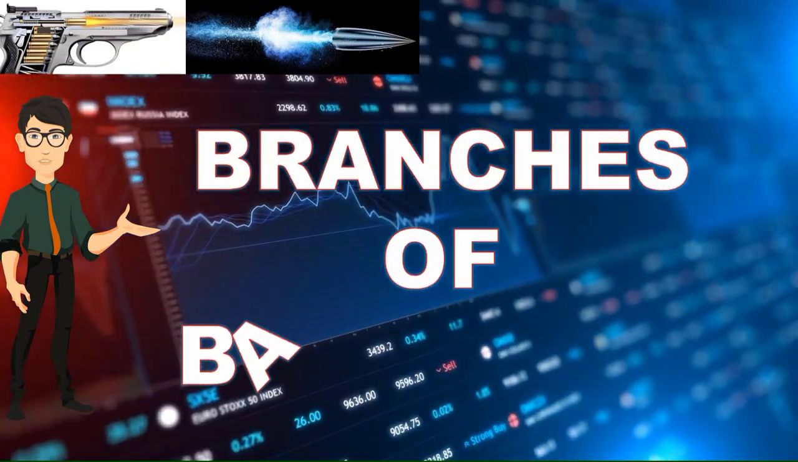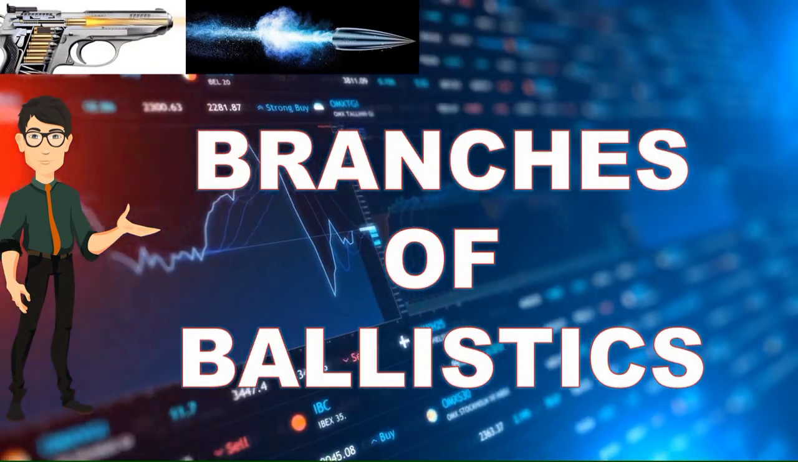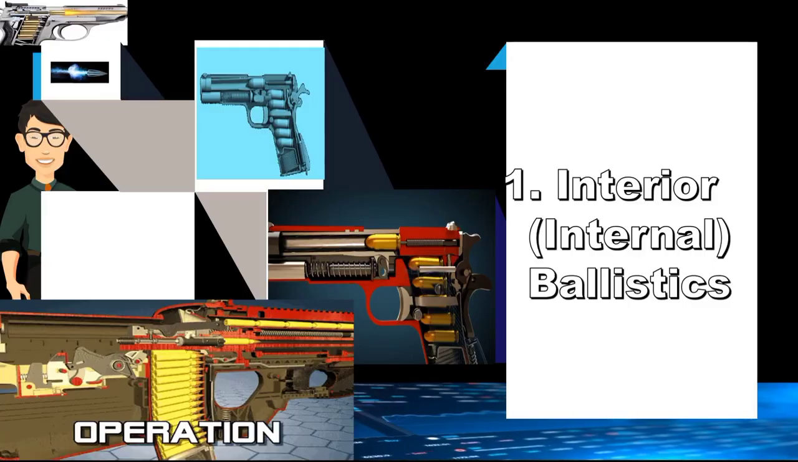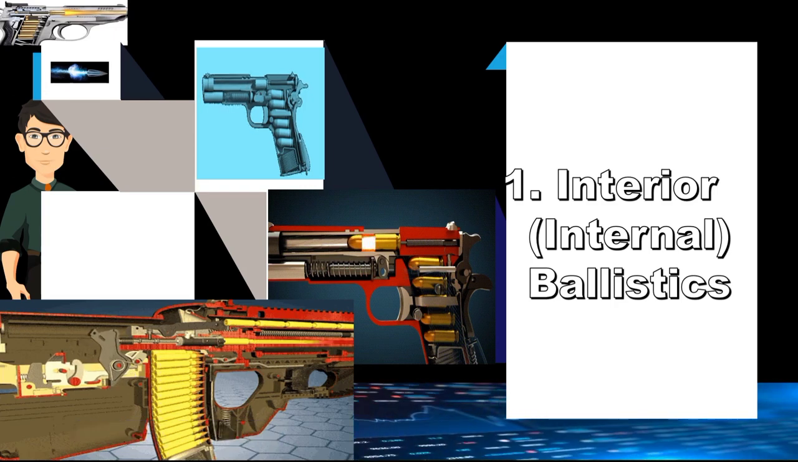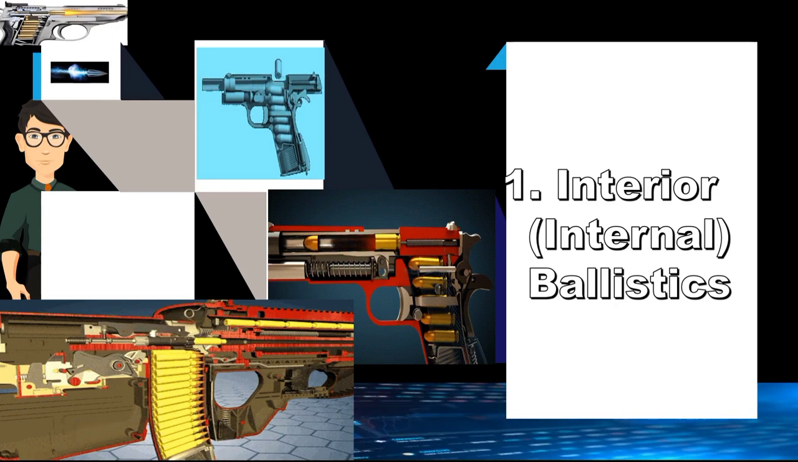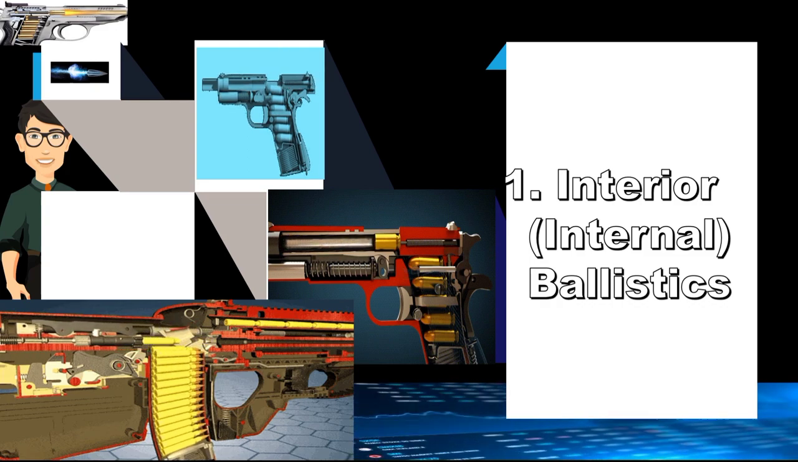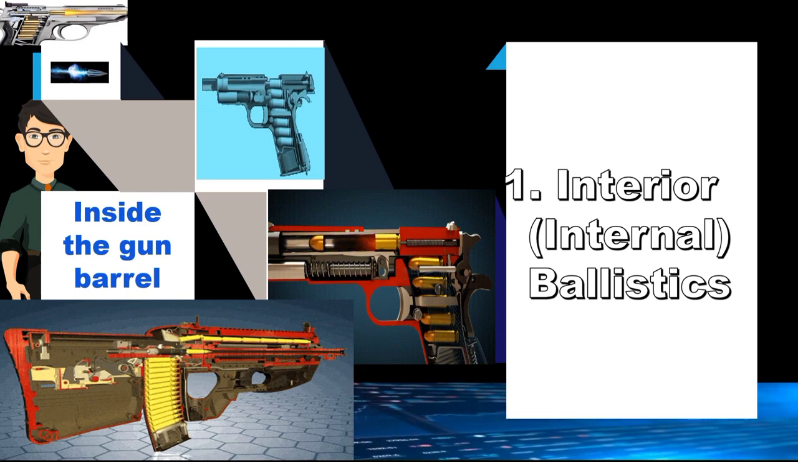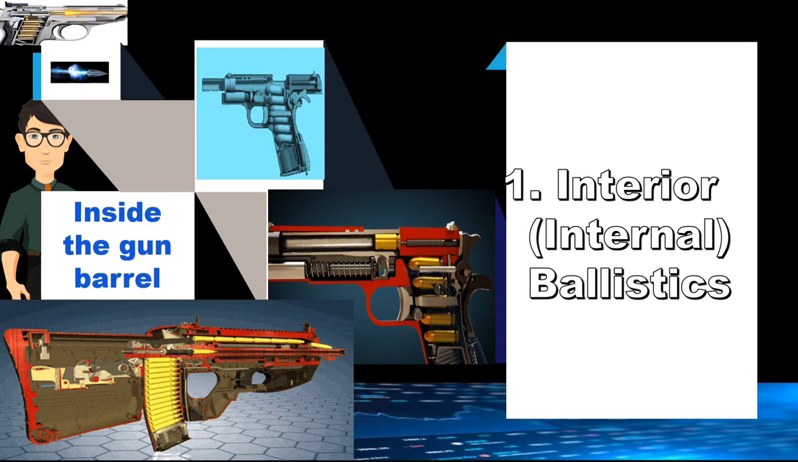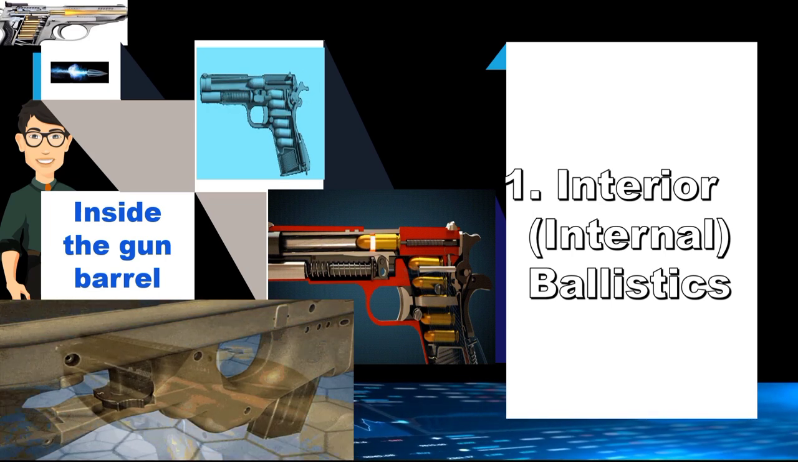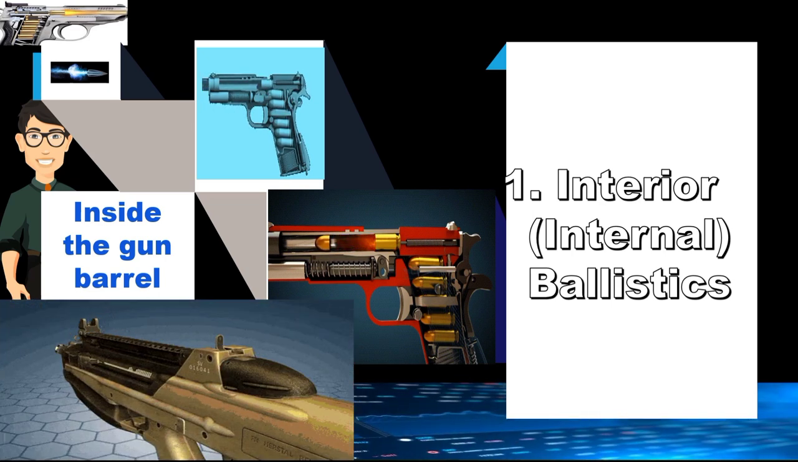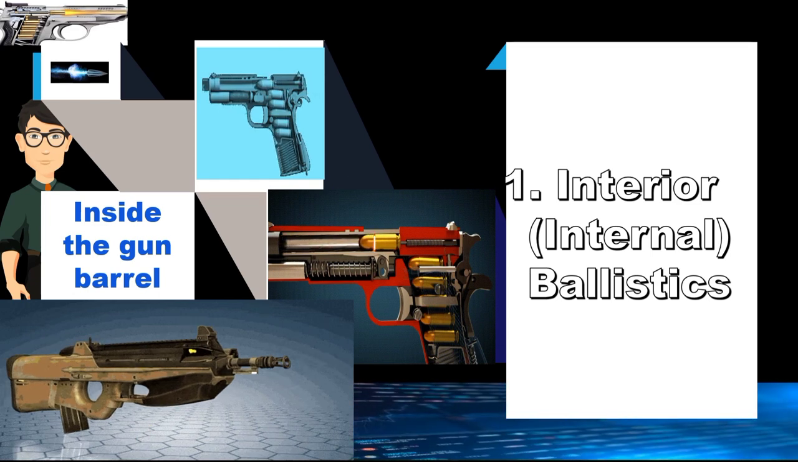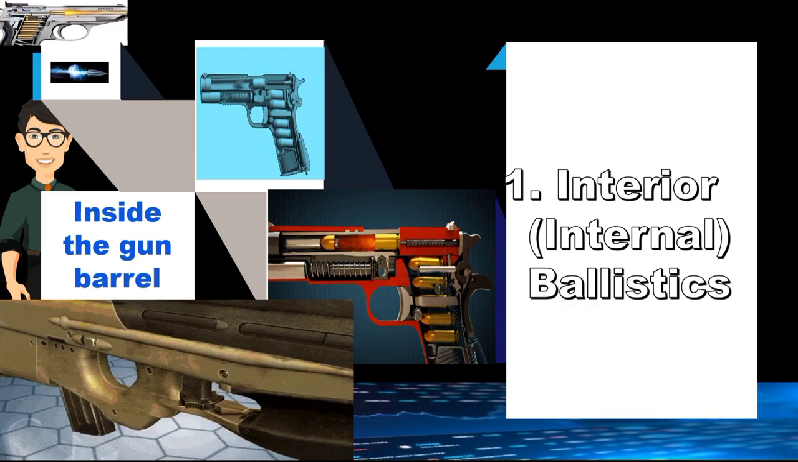Moving forward, we will now talk about branches of ballistics. The first branch of ballistics is interior or internal ballistics. It refers to the properties and attributes of the projectile while inside the gun. Any movement or reaction that takes place while the bullet is still in the gun is covered by this branch of ballistics.